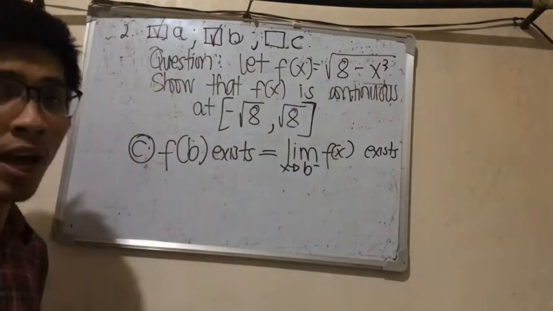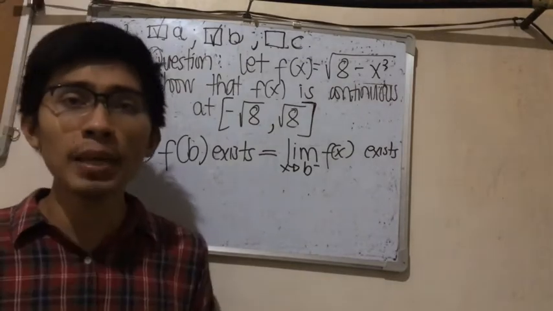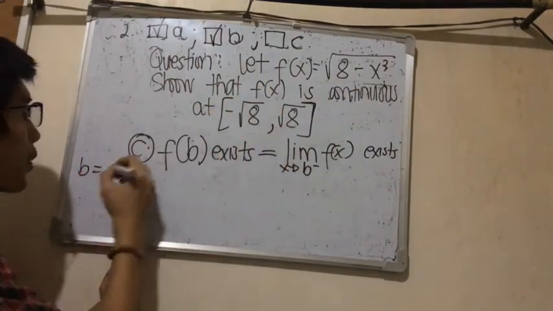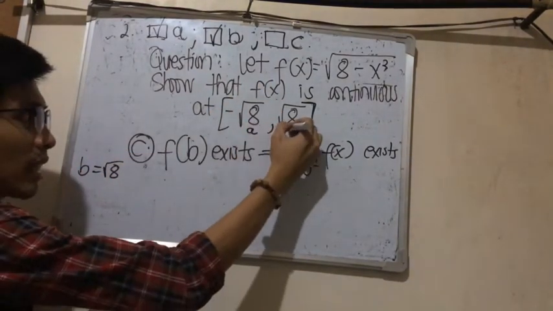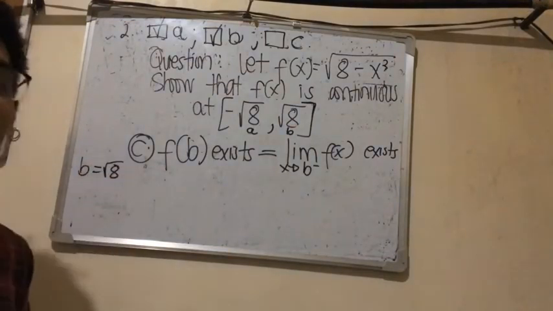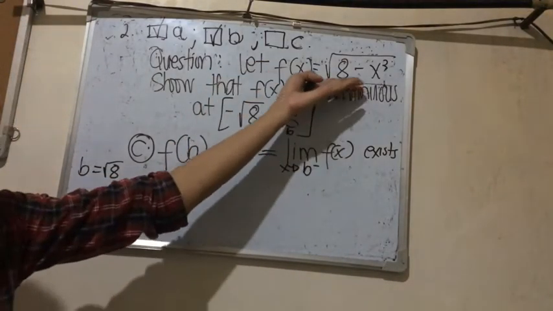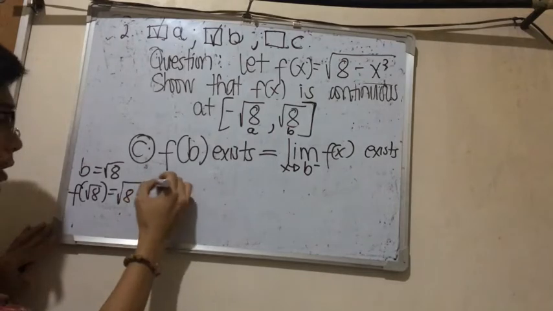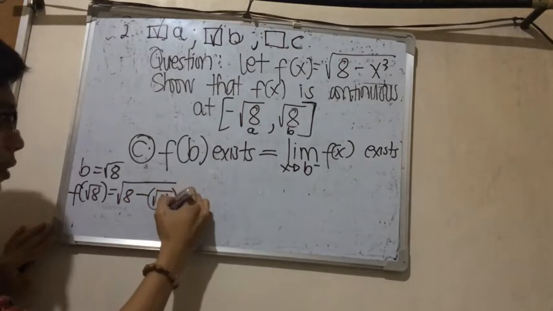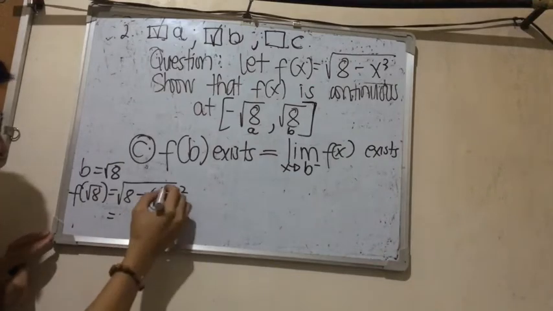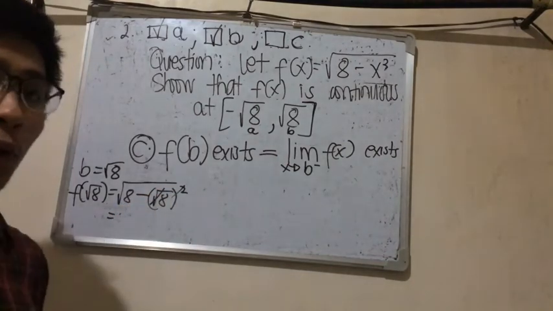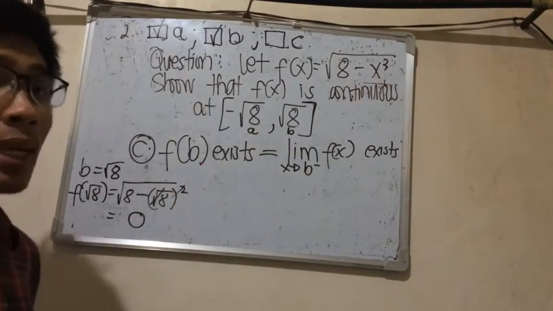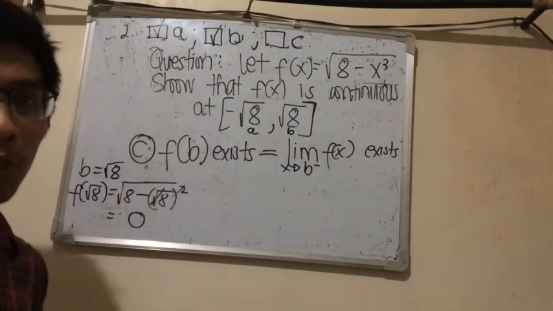Let's try this one, if f of b exists. Take note here that your b is the greatest value of the interval, meaning my b here is square root of 8. Again, this is my a and this is my b. After that, you have to substitute it into your function. And this is my function. f of square root of 8 is equal to square root of 8 minus square root of 8 squared. Obviously, we can cancel that, so 8 minus 8 is 0, and square root of 0 is also 0. Question, does f of b exist? Yes. It exists at 0.